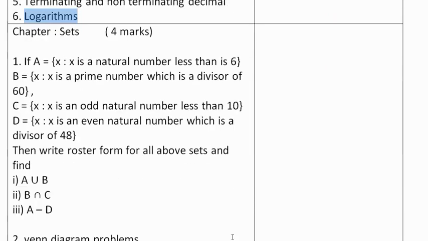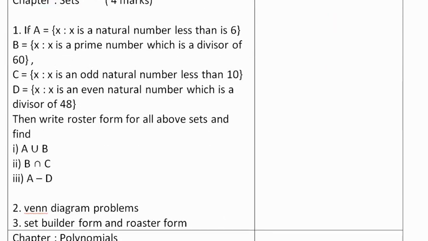Second chapter is sets. So in sets, this is one of the most important problems for 4 marks. They will give in set builder form: x such that x is a natural number less than 6. We all know the natural numbers less than 6 are 1, 2, 3, 4, 5. That's all. 6 is not included because it is less than 6.